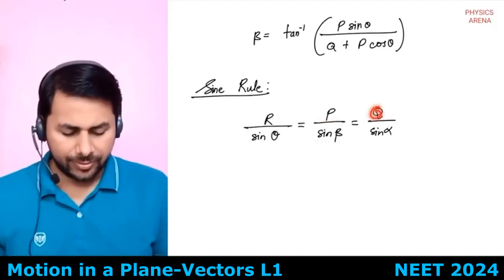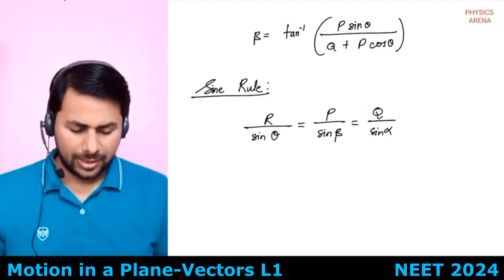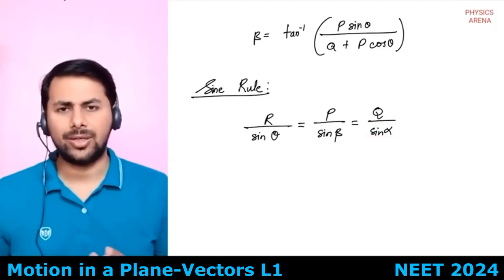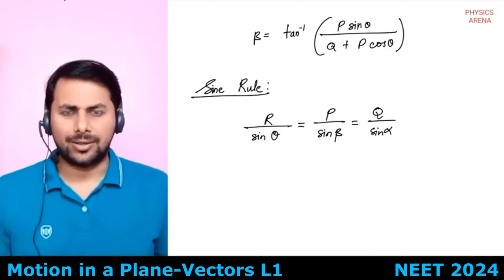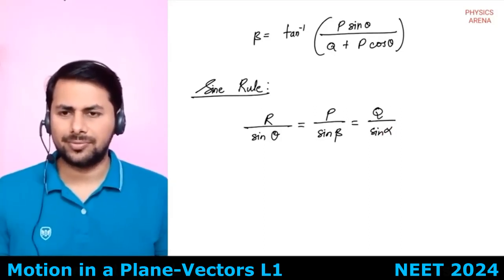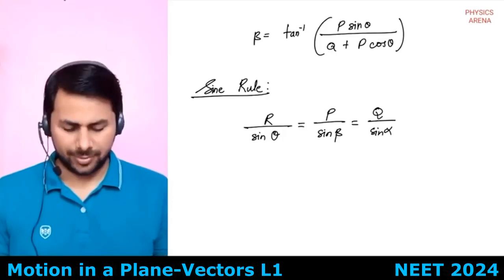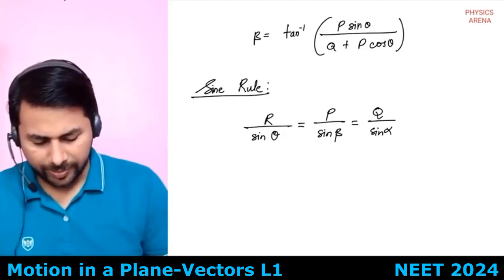It is equal to the magnitude of q bar divided by the sine of the angle between the other two. Okay, alpha is the angle between p and r, right? The other two. Got it? Okay, so this is how we can remember the sine rule.